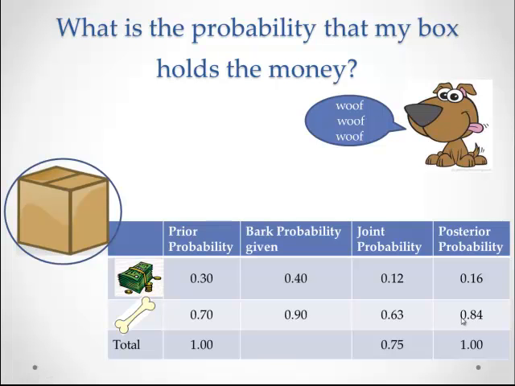So let's open the box and see what it holds. Yes, it has the bone. Well, the probability that I had a bone was 84%, which was quite high. So this concludes this short video about how to calculate posterior probabilities.